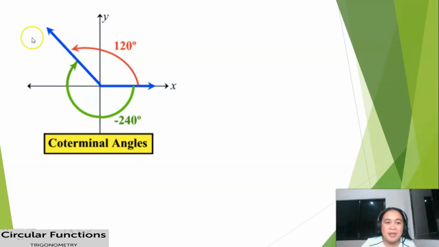a 120-degree angle ends in the second quadrant. Its equivalent coterminal angle there is negative 240 degrees. So take note, 120 degrees and negative 240 degree angles are considered coterminal angles.